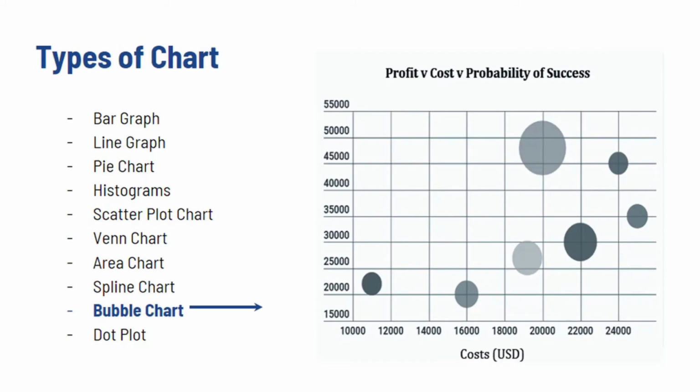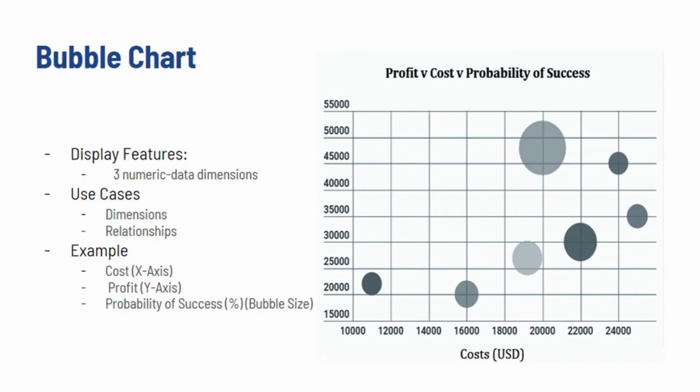Bubble charts are super useful types of graphs for comparing the relationships between data in 3 numeric data dimensions: the y-axis data, the x-axis data, and the data depicting the bubble size. We use a bubble chart when we have to display 3 or 4 dimensions of the data and when we want to compare and display the relationships. For example, the bubble chart here shows the relationship between cost, on the x-axis, profit, on the y-axis, and probability of success, the bubble size.